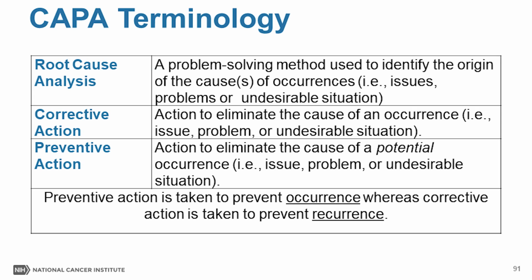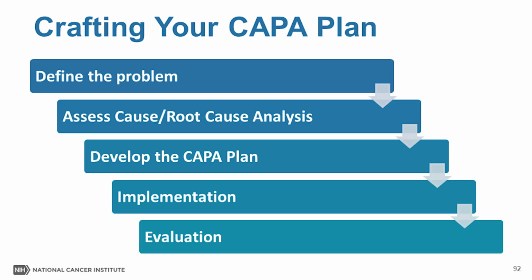So just to briefly review CAPA terminology, a root cause analysis is a problem-solving method to identify the origin of the cause or causes of the problem or the issue. A corrective action plan simply is the action that's taken to eliminate the cause of the problem, and preventive action is to obviously then prevent the potential problem from occurring again. In crafting an effective plan, the investigator and research team needs to really think about why the event occurred. Is it a system problem? Is it a problem with a procedure, something within the protocol itself? Is it a training issue?